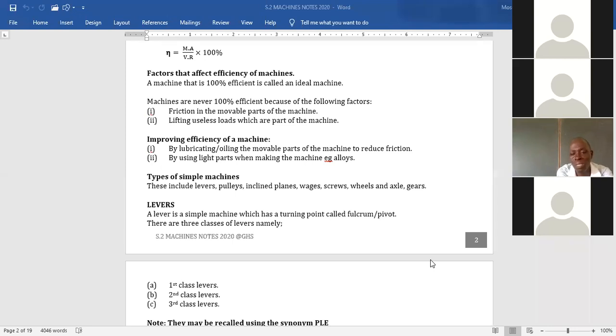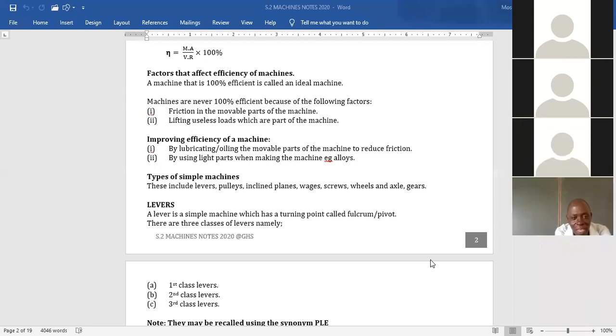Making it using light parts. When we talk about light, what are we talking about? Are we talking about solar energy, light, or what? Can you break it down? We are using light parts. What do you really mean? Something that isn't very heavy. The opposite of heavy. We are using materials that don't have a lot of weight.